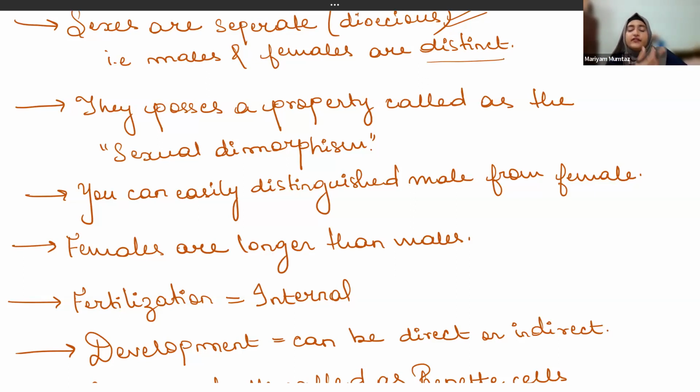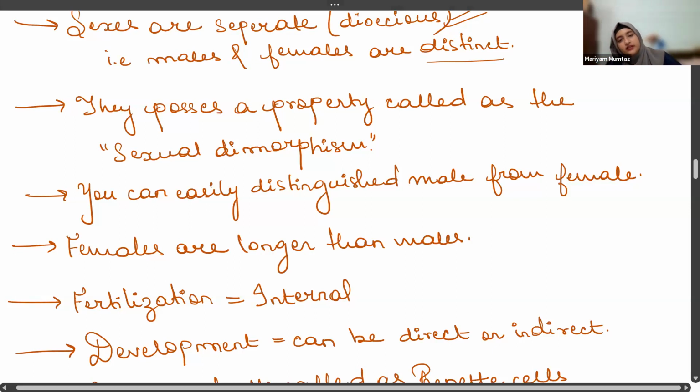Right? So this phenomenon wherein you can see the organism and distinguish the male and the female is known as sexual dimorphism. Meaning the male looks different and the female looks different. Understood? And the females are longer than males.